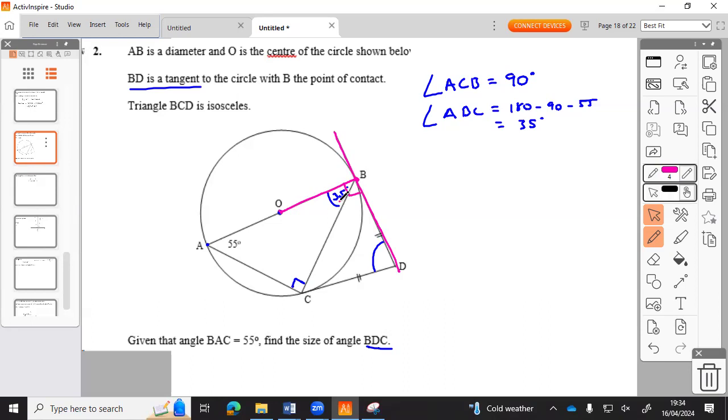So angle OBD is 90. I can do 90 minus 35 to find angle CBD. So angle CBD is 90 minus 35, which gives me 55 degrees. That's the angle in there, CBD, 55.